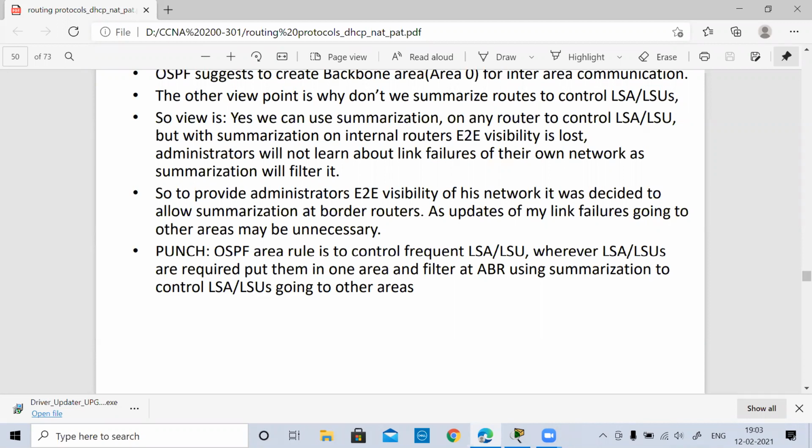Remember this: though we know they are triggered and not shared in a periodic manner, even if triggered, we would not like the information about the networks controlled by me to go to any other network's administrator. So to control the frequent link state advertisements and link state updates, you put those networks in one area and then filter them at the border router using the concept of supernetting or summarization.